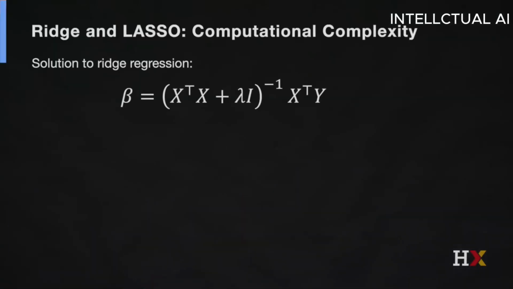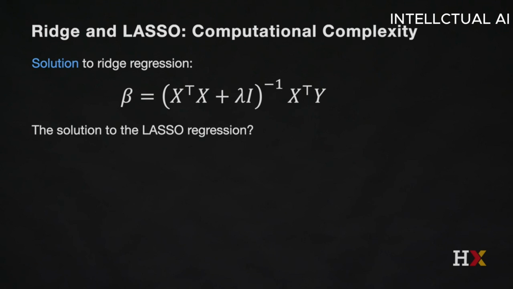One question you may have is when to use Ridge and when to use lasso regression. First, let's look at the computational complexity. How fast is it to run each one of these models? Ridge regression has a closed form solution. That means there's a formula that gives me the beta values that minimize the Ridge loss function.